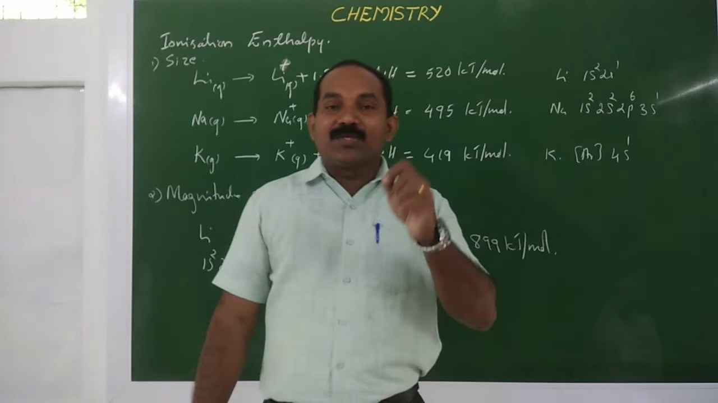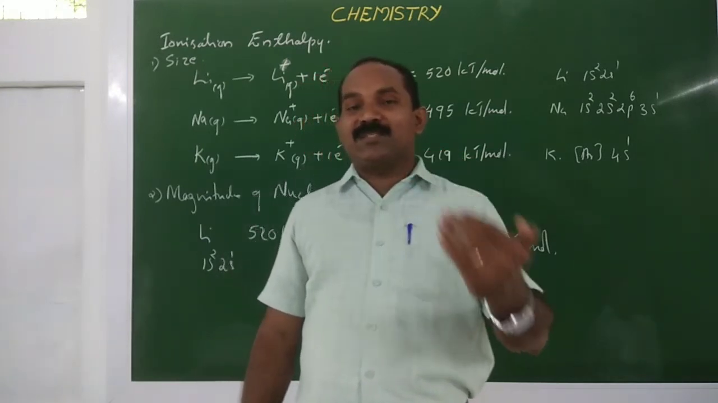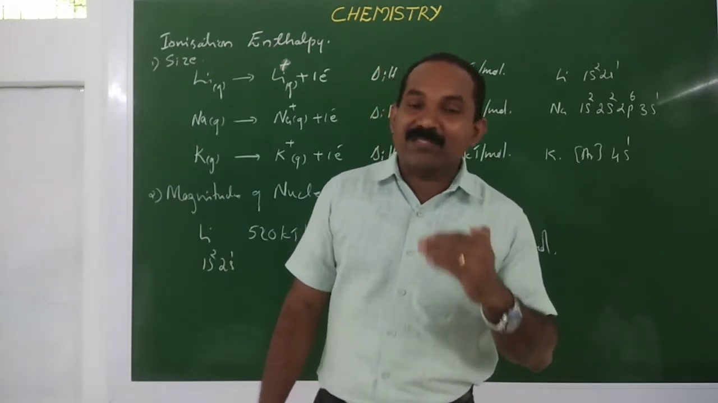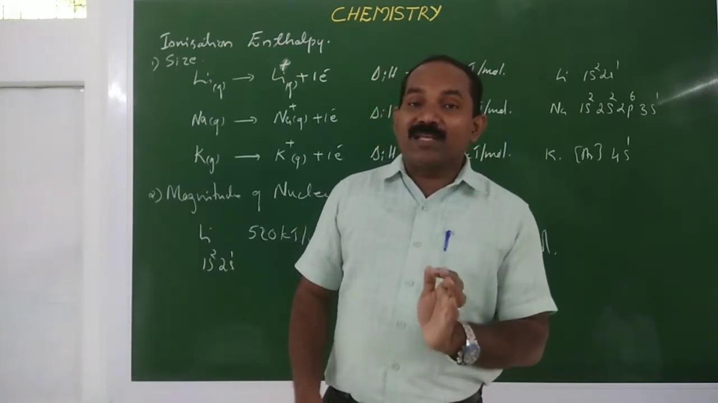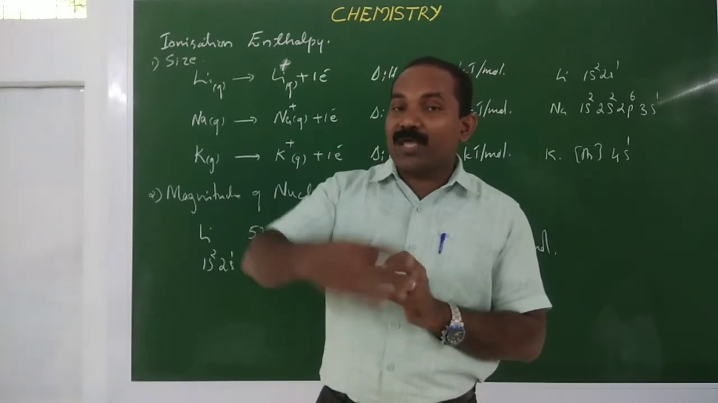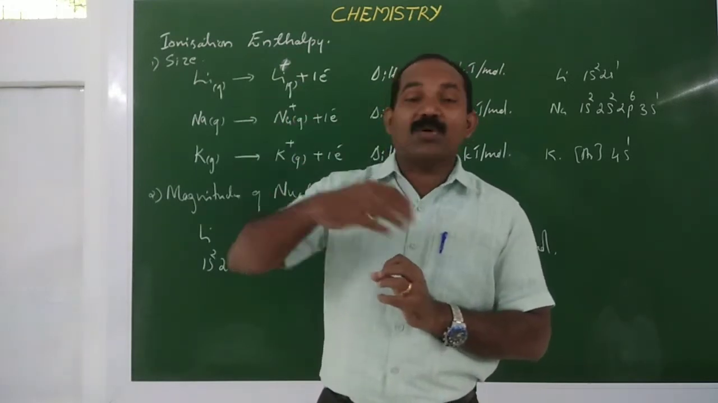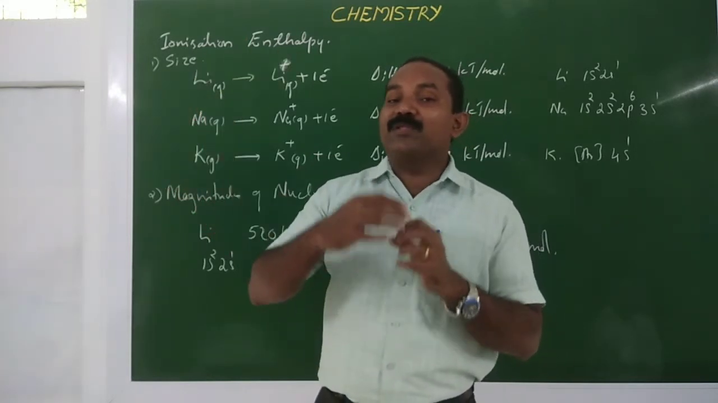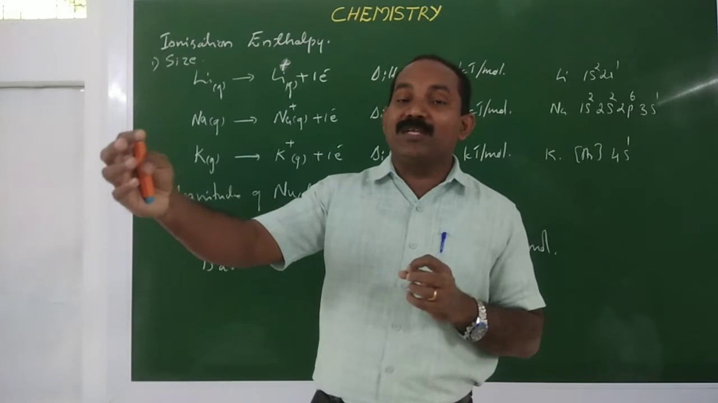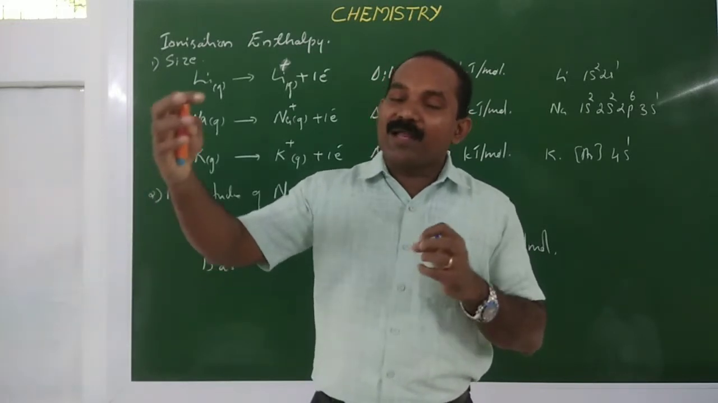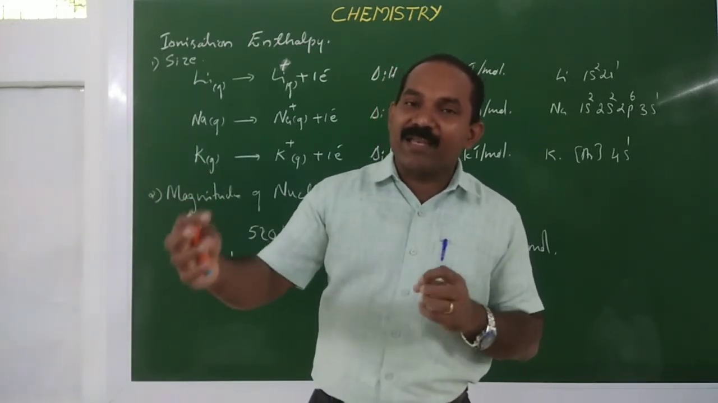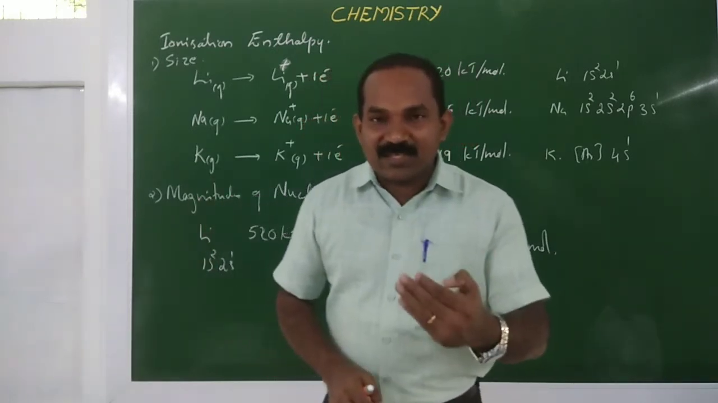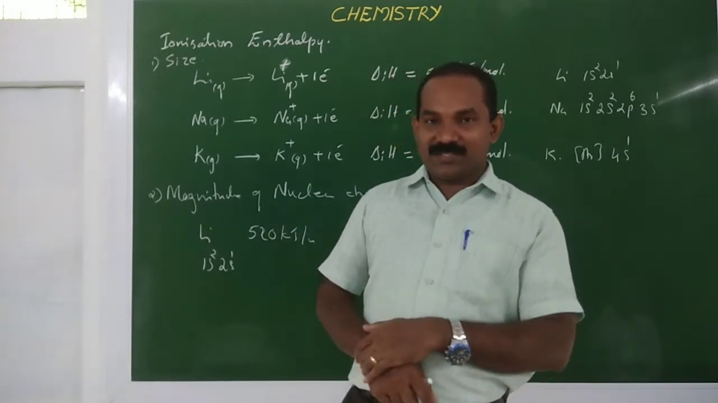Remember that. Okay, so screening effect increases, ionization enthalpy decreases. What happens? Screening increases, when screening increases, the inner electrons shield the valence electron, and therefore the attraction between the nucleus and the valence electron decreases, and thus ionization energy decreases. Screening increases, ionization energy decreases.